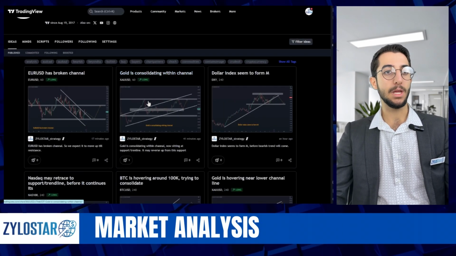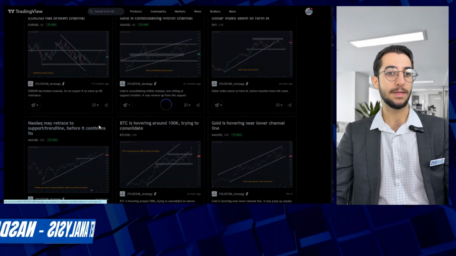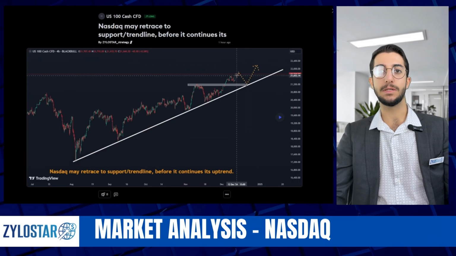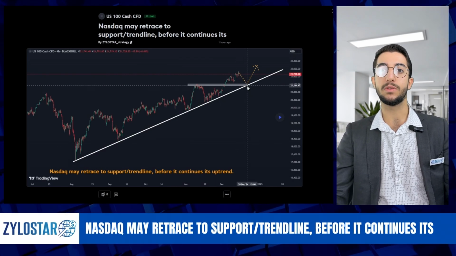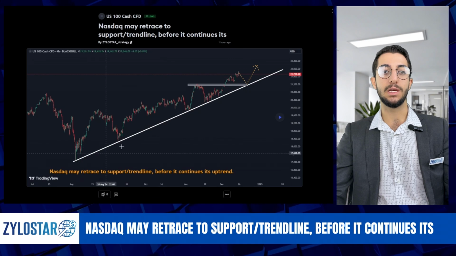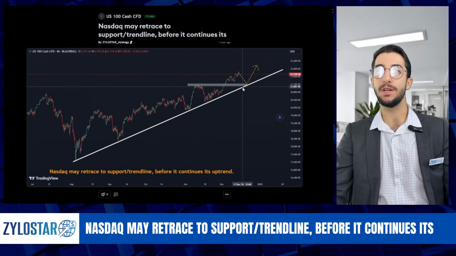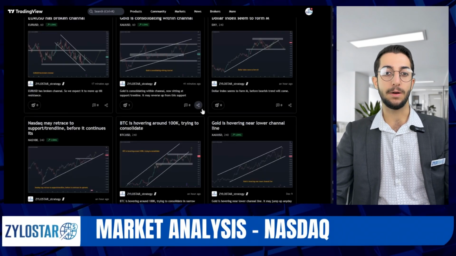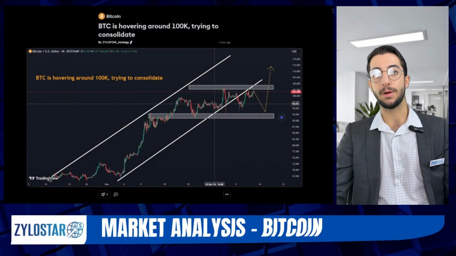Now, going to NASDAQ, also NASDAQ has consolidated a little bit. We still are expecting it to retrace a trend line of the bullish trend before a continuation in an upward momentum. Now, going to Bitcoin.